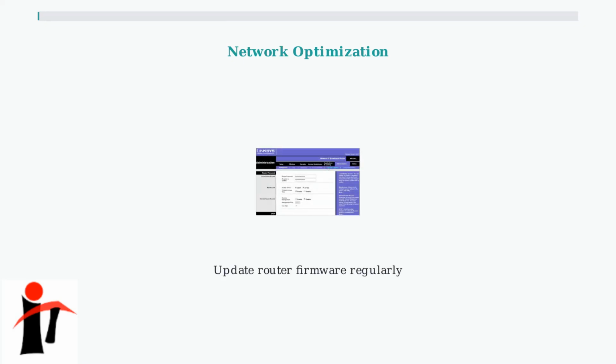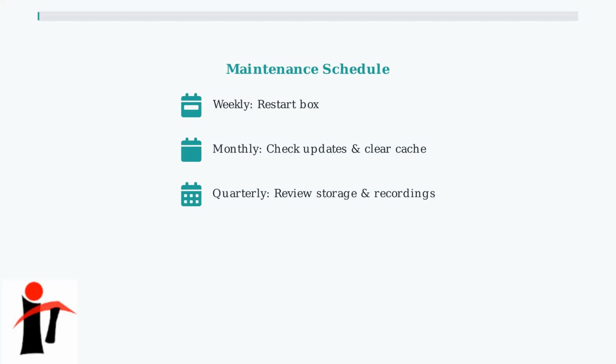Keep your router firmware updated for optimal performance. Access your router's admin panel to check for firmware updates, which can improve connection stability and speed. Regular maintenance prevents most app issues before they occur. Following a simple schedule keeps your YouView box running smoothly and extends its lifespan.